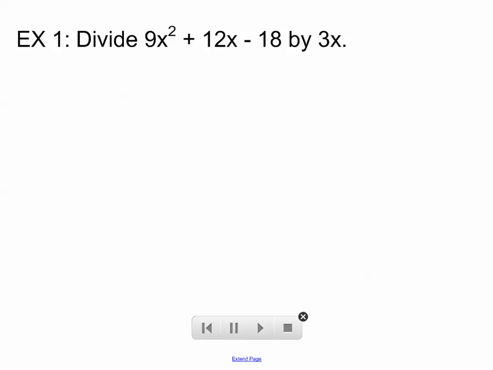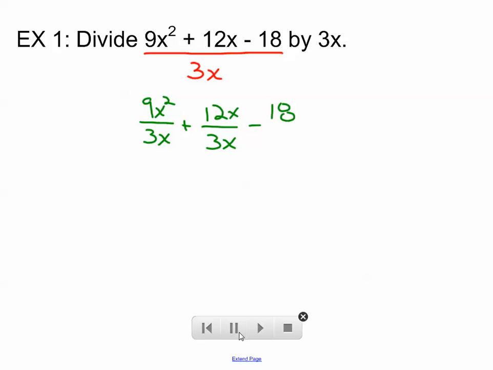So here we go. We're being asked to divide this quadratic trinomial, 9x squared plus 12x minus 18, by this linear monomial, 3x. When we say we're dividing by 3x, we're dividing this entire trinomial by 3x. That can also be looked at a little bit differently. That's like three different fractions: 9x squared divided by 3x, 12x divided by 3x, and negative 18 divided by 3x.